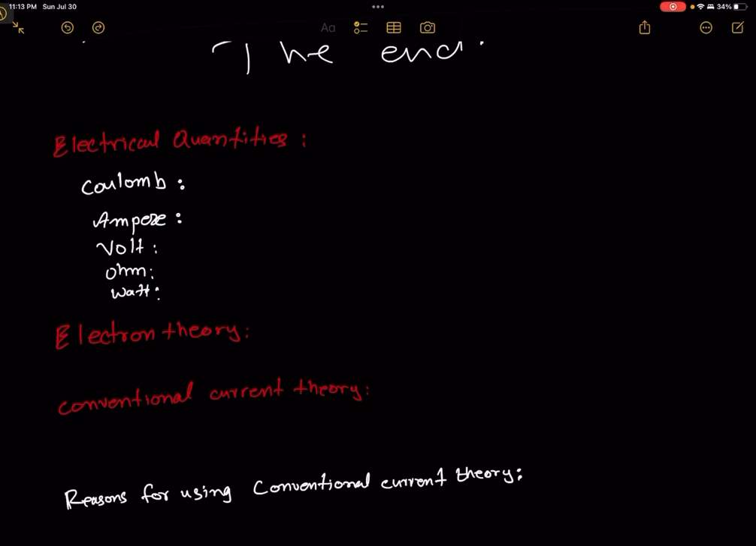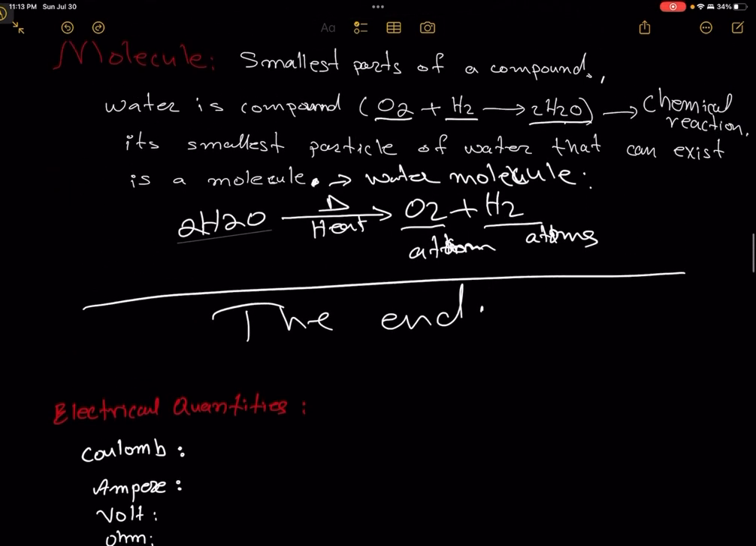We stopped last time at the molecule. We said a molecule was the smallest particle or part of a compound. If you break down water, and you still have a drip of water, that smallest drip is still called a molecule of water. If they break it down into oxygen and hydrogen, that's not a molecule anymore, that becomes atoms itself.